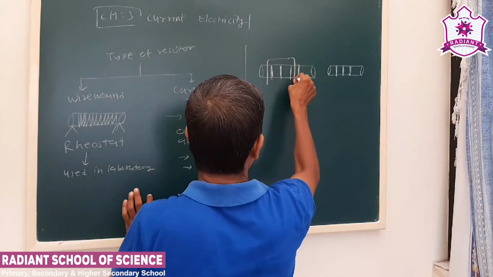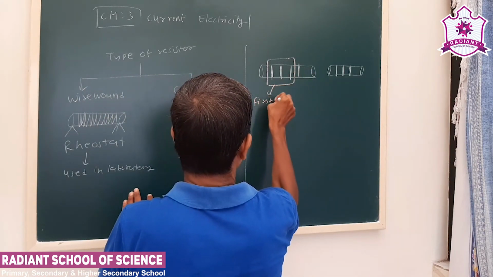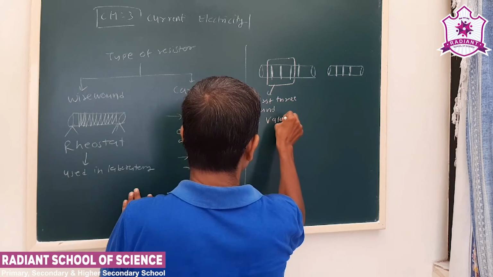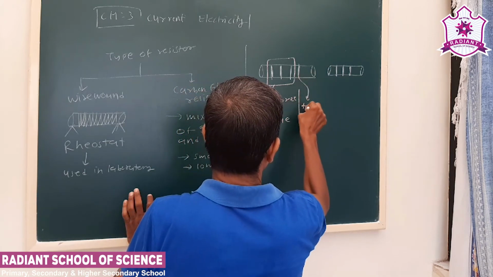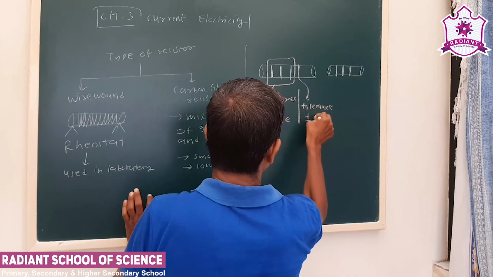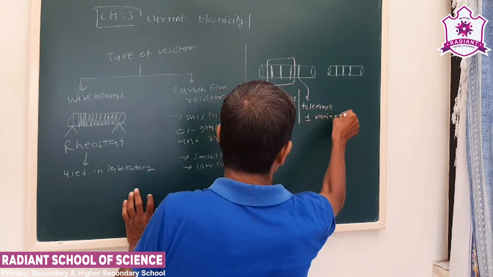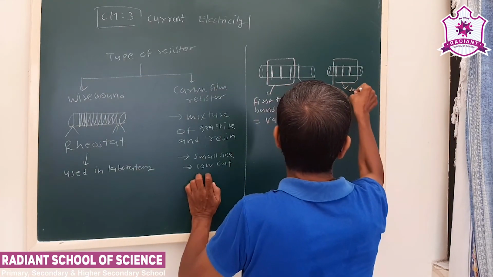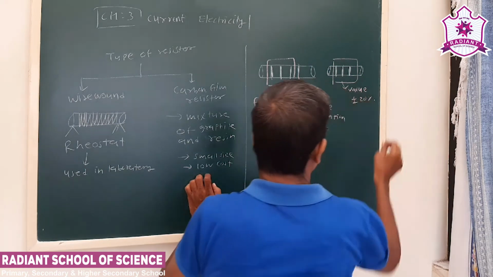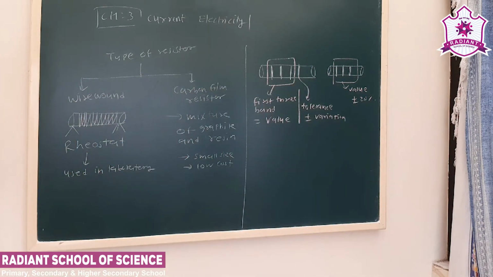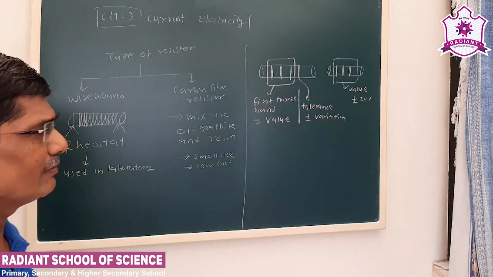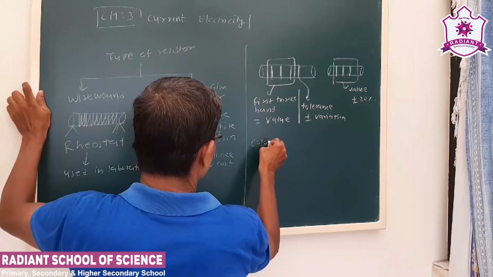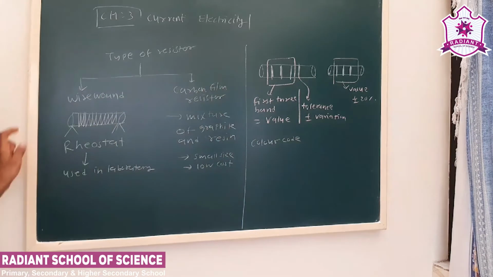See, whenever there are 4 bands, the first 3 bands determine the value and the 4th is the tolerance. See, tolerance is the plus or minus variation. Okay, and whenever there are 3 bands, the tolerance is 20%. Now how to determine the value of the carbon film resistor? So there is a color code, that we have to see now.